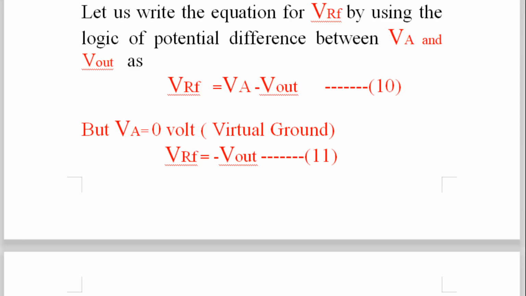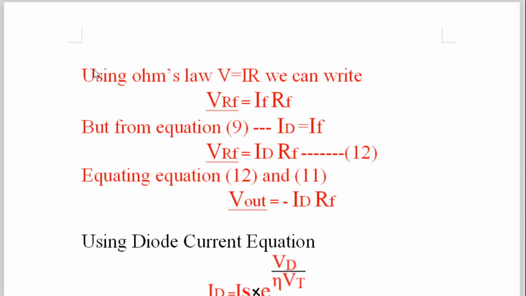And there is one more logic, by using Ohm's law, we can write V is equal to I into R. And by Ohm's law, we can define VRF is equal to the current flowing through RF, that is IF, and the value of RF, that is RF. Now, what is your IF? Feedback current is nothing but diode current, and that is a collector current also. So instead of IF, we'll write down ID.